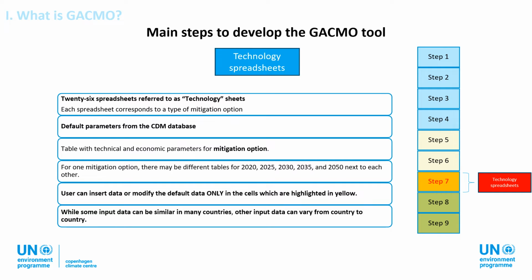There are 26 spreadsheets in the GACMO, referred to as technology spreadsheets. Each spreadsheet corresponds to a type of mitigation option. This technology spreadsheet includes default parameters from the CDM database. For one mitigation option, there may be different tables for 2020, 2025, 2030, 2035, and 2050. User can insert data or modify default parameters only in the cells which are highlighted in yellow.